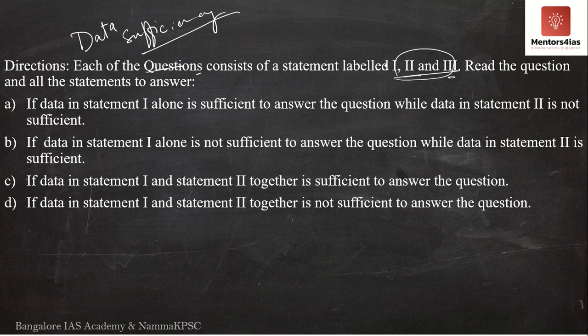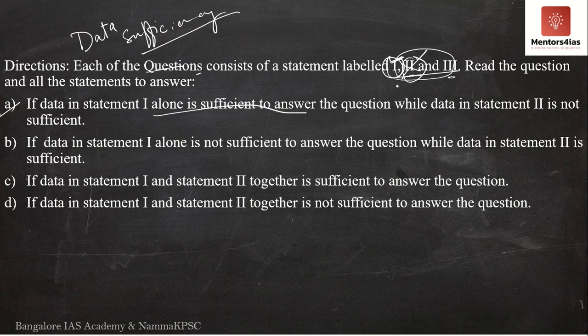For example, you read the question and you read all the statements, say two statements. If you are able to solve the question depending on the information given only in the first statement and not the second statement, then you would mark option A. That is, if the data in statement 1 alone is sufficient to solve the question and get the answer, whereas the data in statement 2 is insufficient. However, if the required information to solve the question is present in statement 2, then you would mark option B, which says that the data in statement 1 alone is insufficient to solve the question, whereas data in statement 2 alone is sufficient.